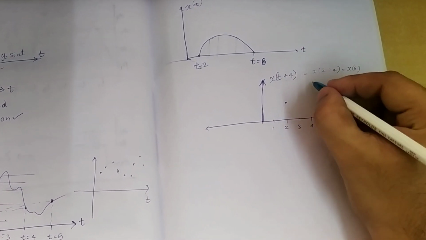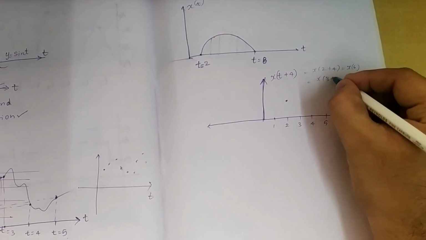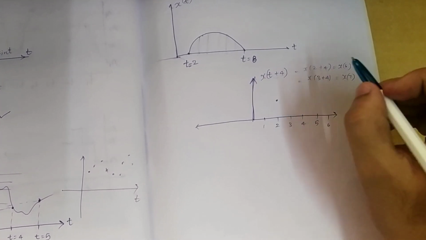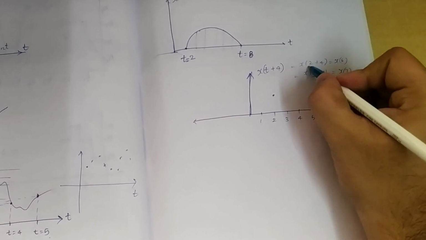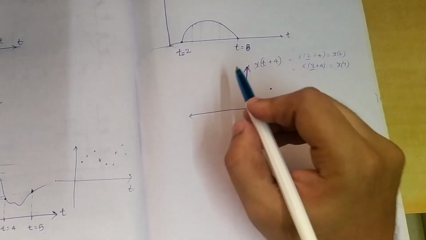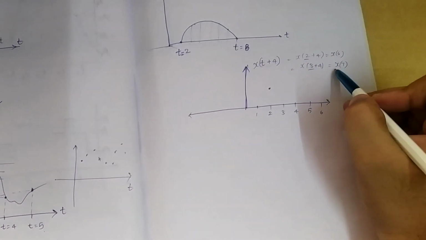And again, suppose I'm putting x of 3 plus 4, which is x of 7. So at t is equal to 3, these are all my actual t values, I have to put the value which is here at x is equal to 7.